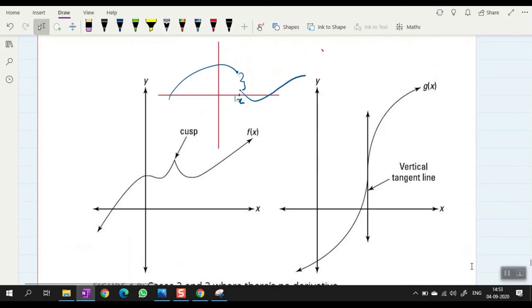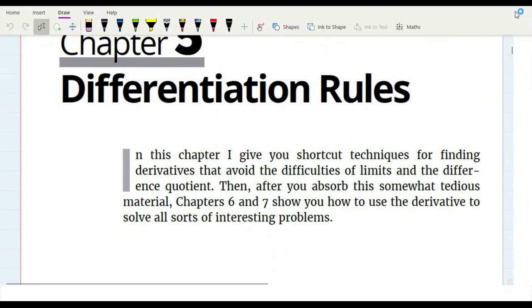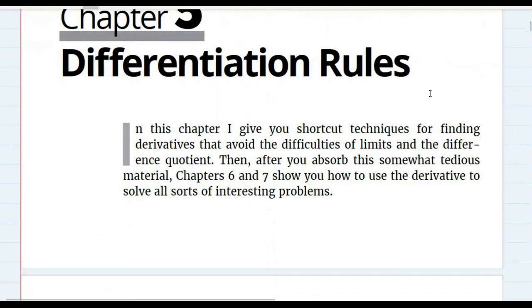Now, in the next topic we are going to use some rules of derivative and directly apply the rules and find the derivative without considering the graph. There is no graph, nothing, directly apply the rules and find the derivative. Let's do that. So in this part, we are going to study the rules of differentiation.